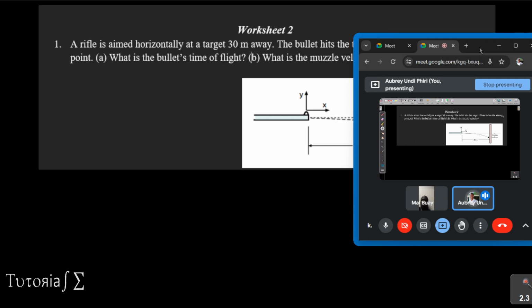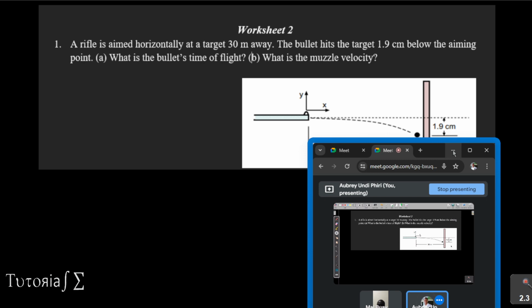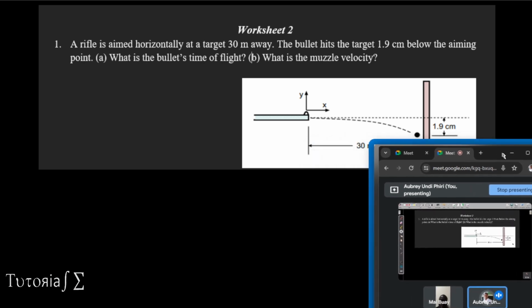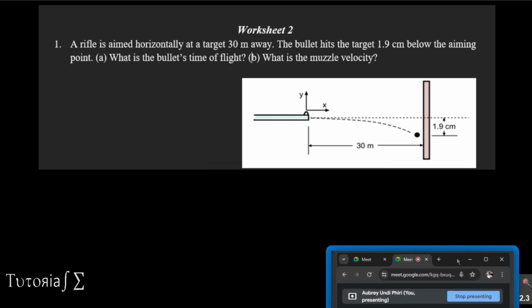So feel free to ask any questions. Today, most of the questions that we're going to look at are on projectile motion, as you can see on the screen here.